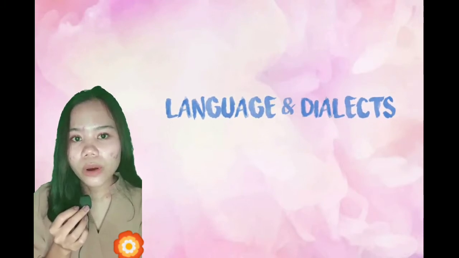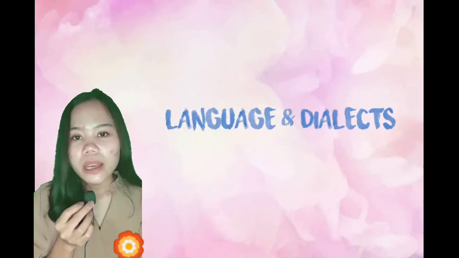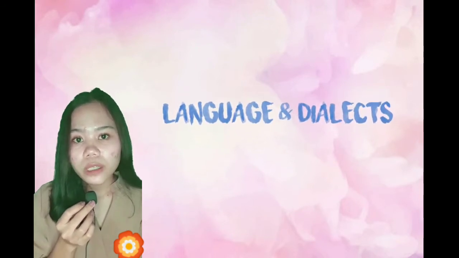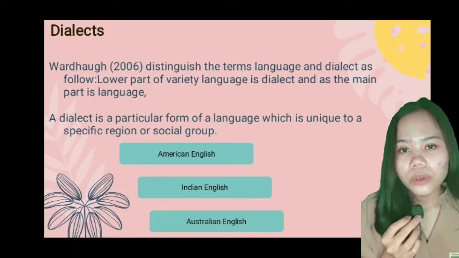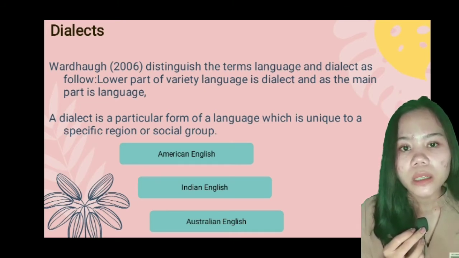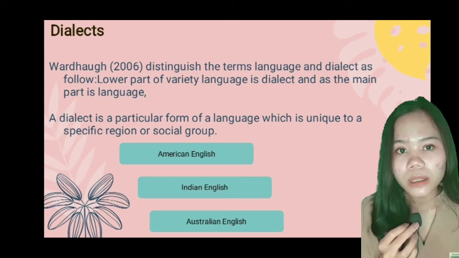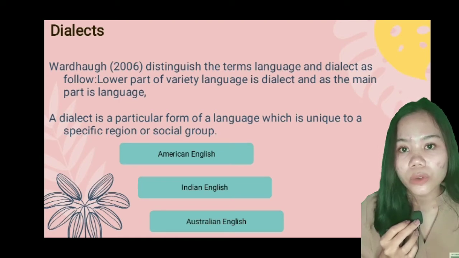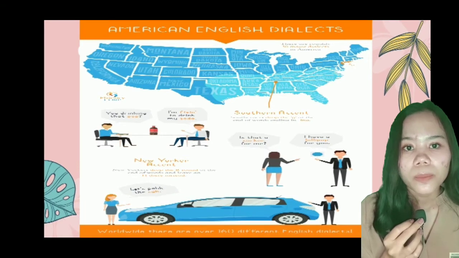Language is the method of human communication, either spoken or written, involving the use of words in a structured and conventional way. Dialect is distinct from language, and the main part is language. A dialect is a particular form of a language which is unique to a specific region or social group.